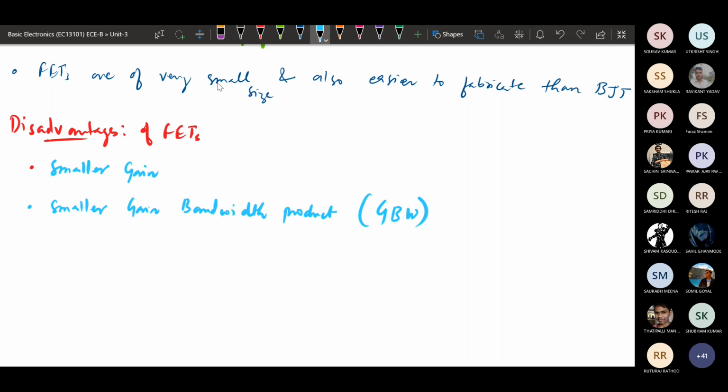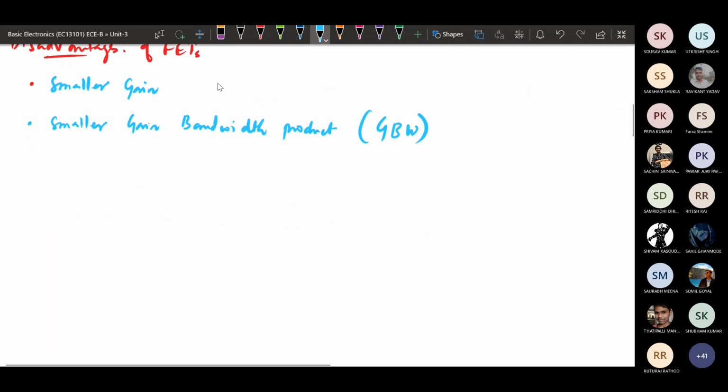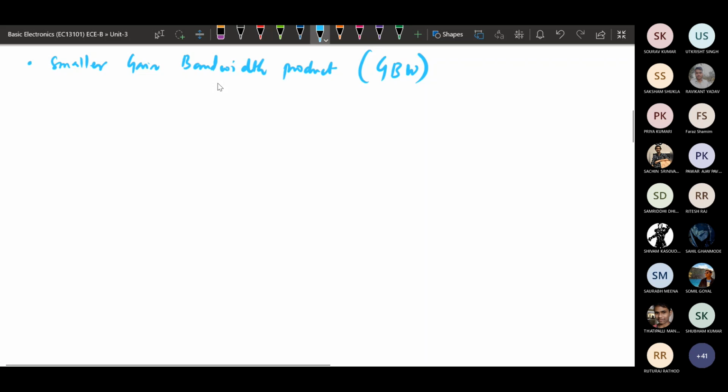Okay, so next we will go with the construction of FETs, how these FETs are constructed, and what the different types of FETs are. First of all we will see the different types of FETs. In terms of FETs, there are different types, basically divided into two major parts.